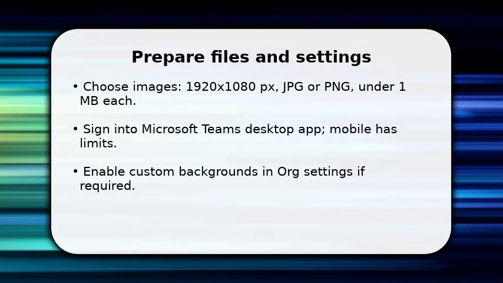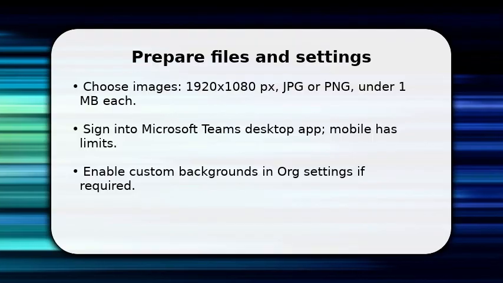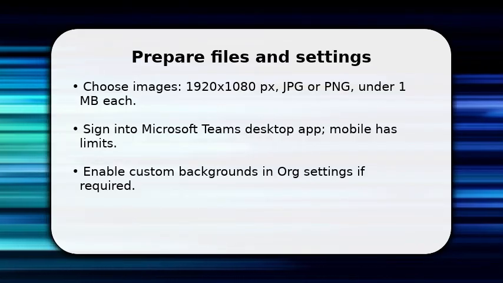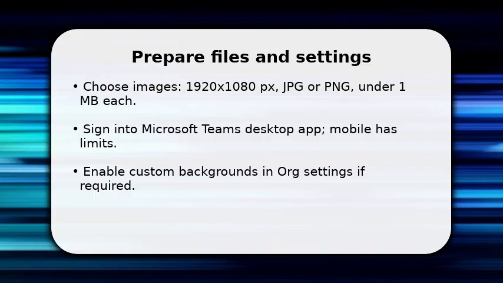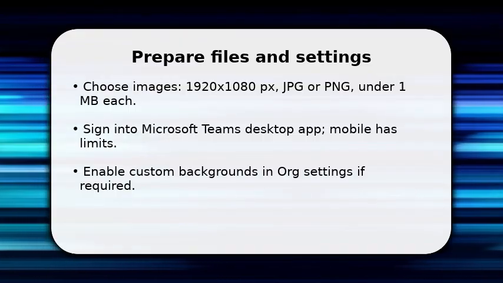You'll start by preparing your image and checking permissions. First, pick a 1920 by 1080 JPG or PNG under 1 MB because Teams prefers that size for clarity. Next, open the Desktop Teams app and sign in. Custom backgrounds are primarily supported there, so avoid the mobile app for this step. If your organization blocks custom images, go to Admin Settings or ask IT and confirm the policy is enabled.